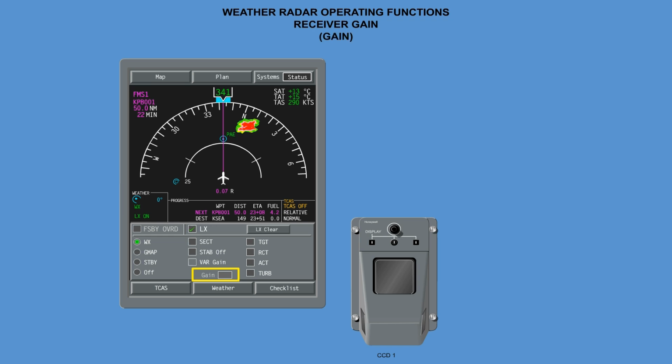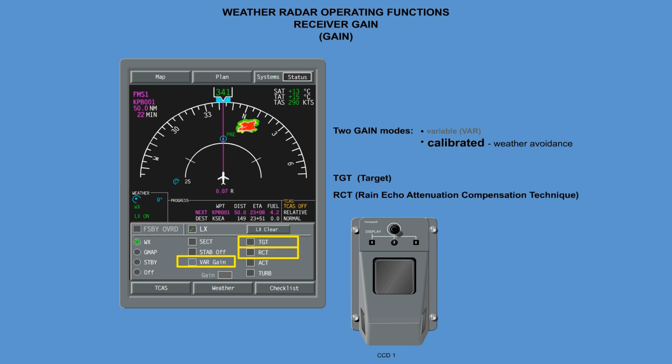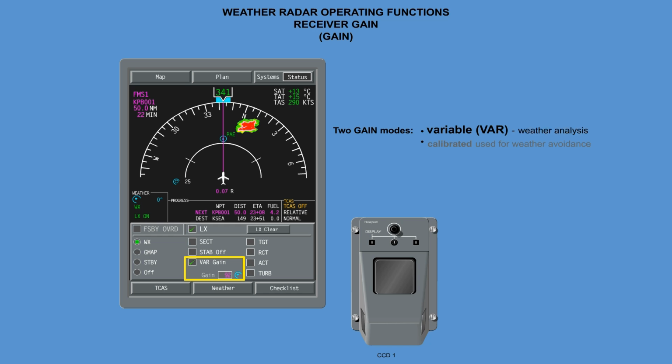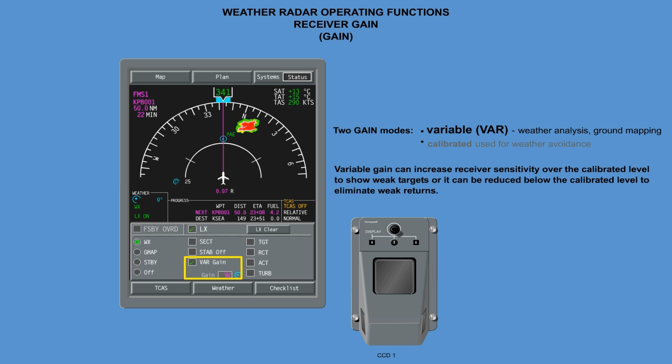The gain control varies the RTA receiver gain. There are two gain modes, variable and calibrated. The preset calibrated mode is the normal mode and is used for weather avoidance. The system will be forced into calibrated gain when RCT or TGT are selected. The variable gain mode is useful for additional weather analysis and for ground mapping. In weather mode, variable gain can increase receiver sensitivity over the calibrated level to show weak targets, or it can be reduced below the calibrated level to eliminate weak returns.